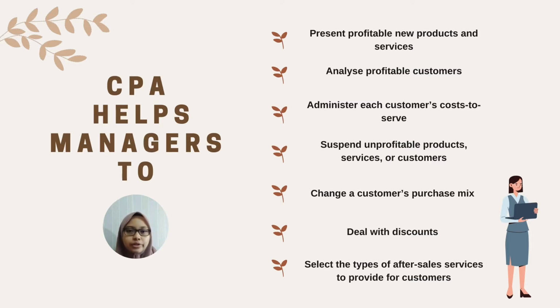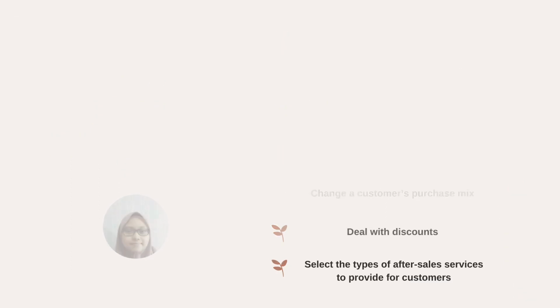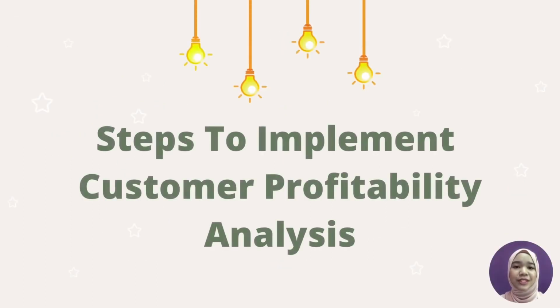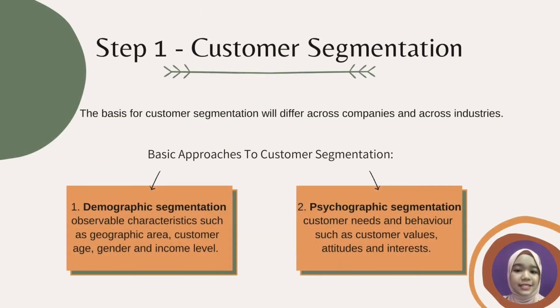Sufficient analysis of the company's current and potential customers' profit potential can help companies to increase profit and enhance their competitiveness. Now we look at the steps to implement customer profitability analysis. The first step is customer segmentation. The basis for customer segmentation will differ across companies and across industries.